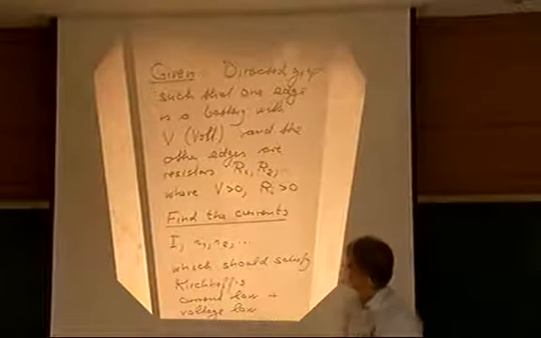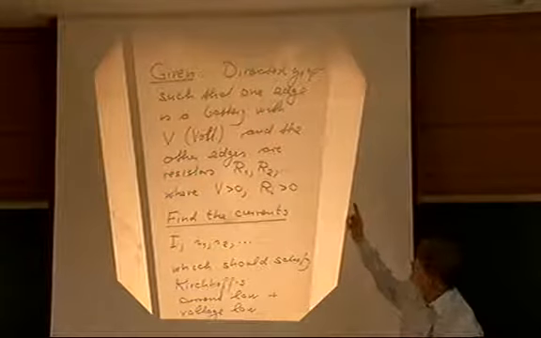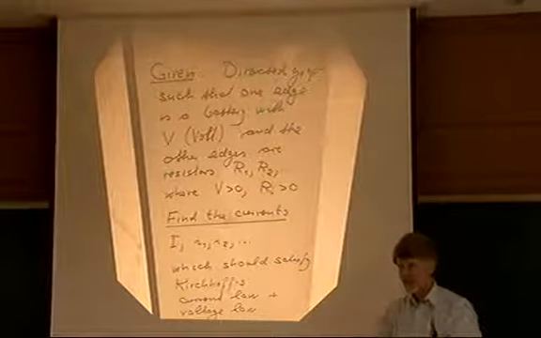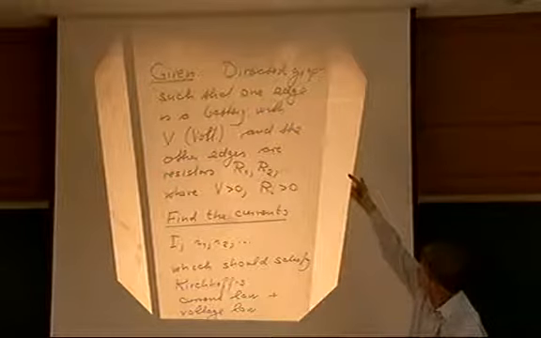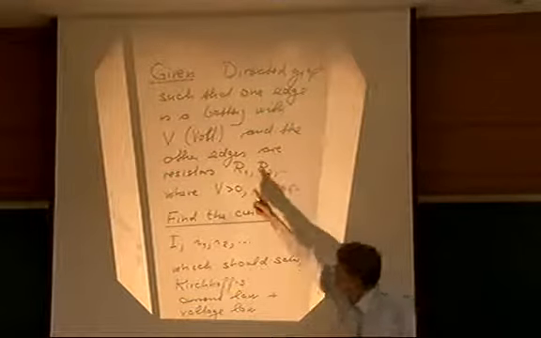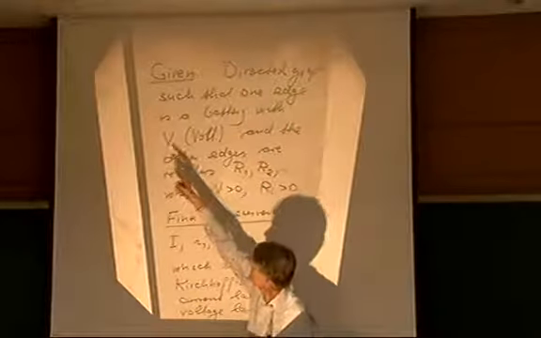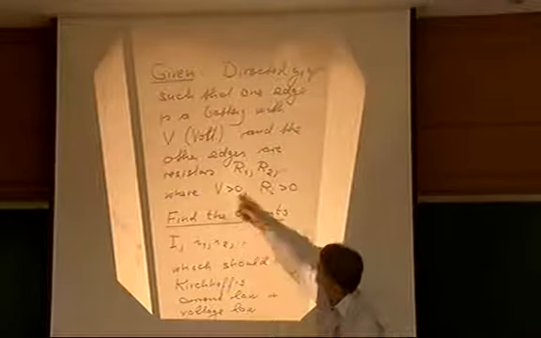This is what we have given. A directed graph. This means that every edge has a direction. There is one edge which is special. That's a battery. And we have a number associated with it. You should just think of this V as a positive number.